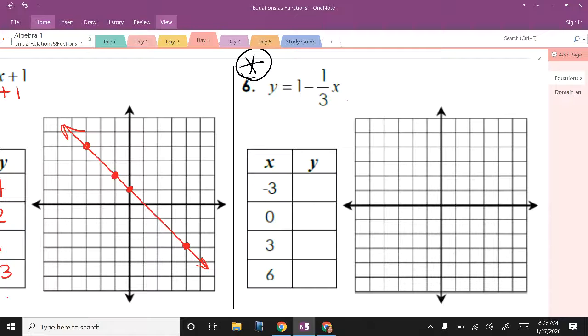Let me know if you get stuck. There are multiple versions, so I would definitely recommend doing your algebra on paper.